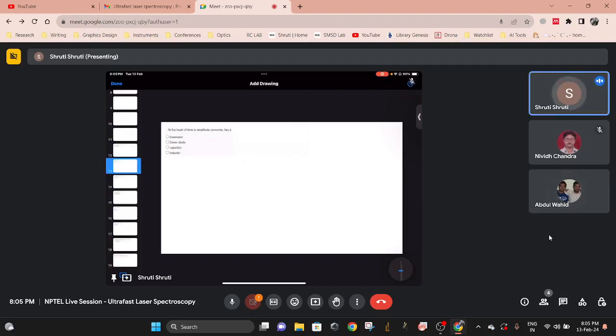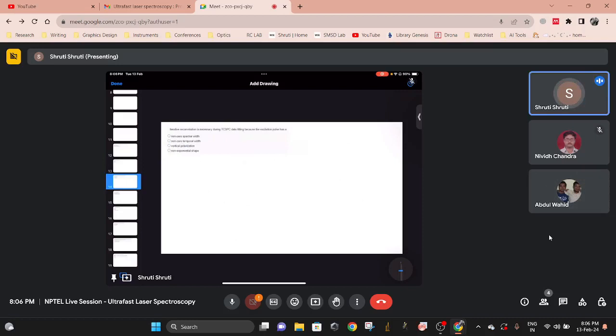At the heart of the time to amplitude converter, which is the TAC, lies a capacitor. Depending upon the time the photon arrives, the capacitor gets charged equivalently, and the charge decides the time part. So there will be some kind of calibration of how much charge equates to how much time delay, and from that we can back calculate the time at which the particular photon was emitted. Correct.